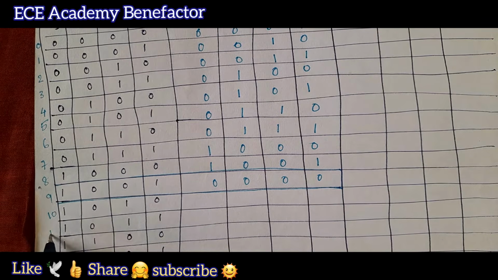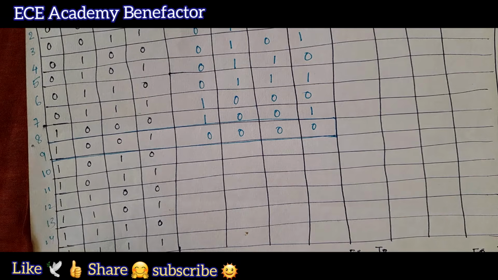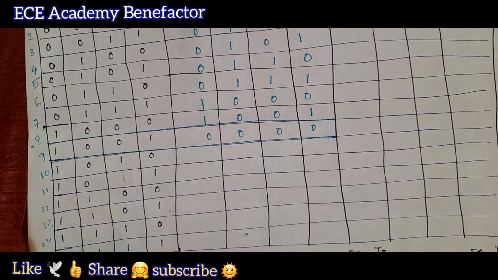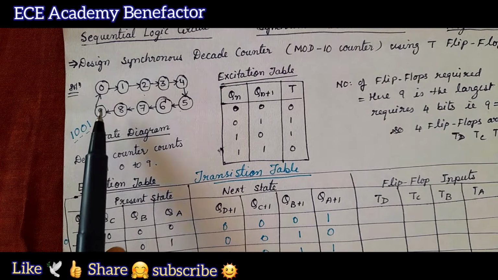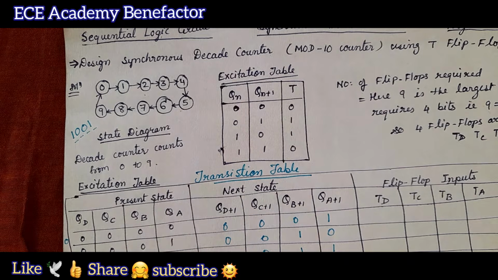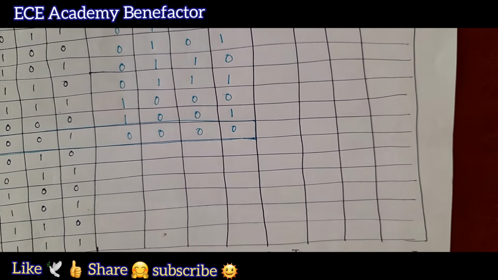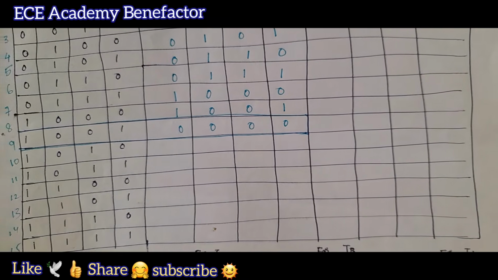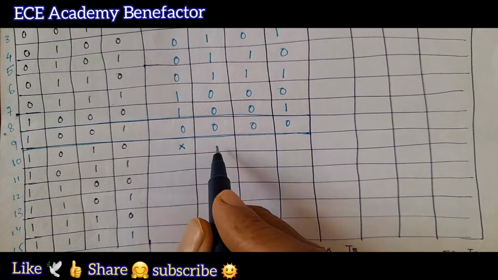10. This is 11, 12, 13, 14, 15. So, do we have this 10, 11, 12, 13, 14, 15 in our state diagram? If you look at this state diagram, do we have 10, 11, 12, 13, 14, 15? No. So, as these states are not there in the state diagram, we need to take them as don't care states. So, their next states will be don't care states. Okay. So, after 10, the next state will be don't care.